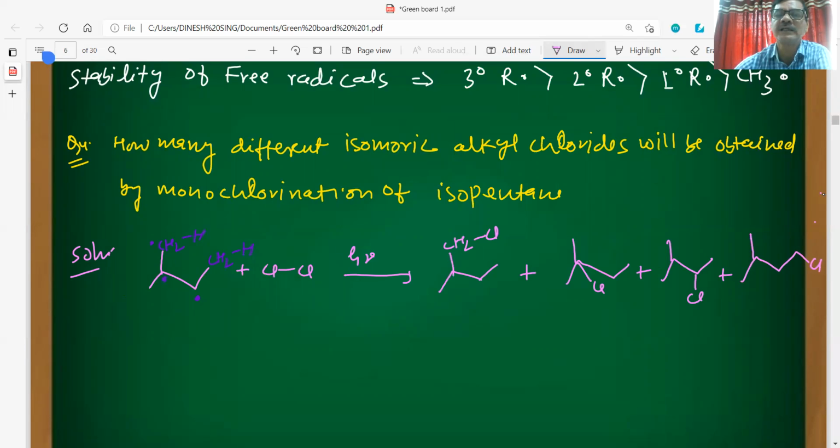Now we can see how many of these have chiral centers. Due to the appearance of Cl here, this carbon becomes a chiral center. This is not a chiral center, this one is not a chiral center. Here this is the chiral center. This one does not have any chiral center. So 2 isomeric alkyl halides will be for this one, 1 for this one, 2 for this one, 1 for this one.